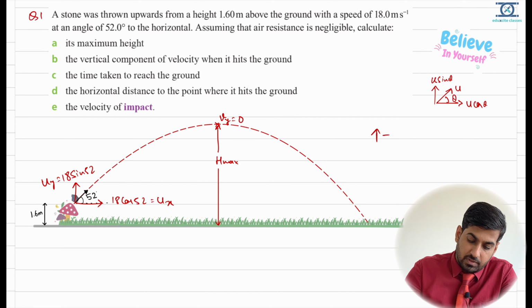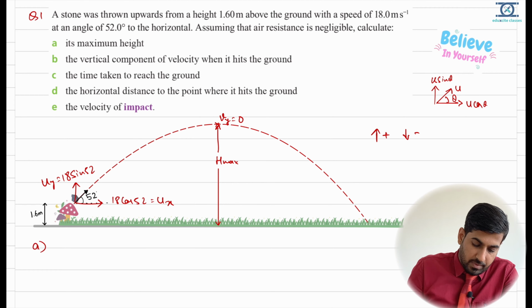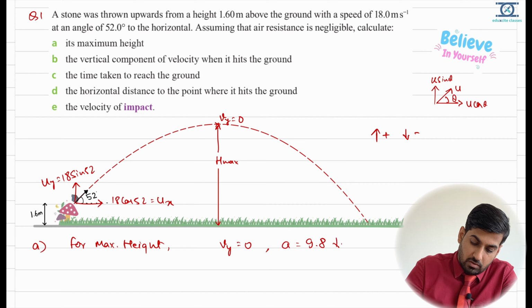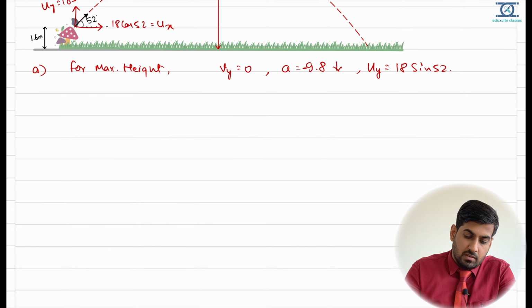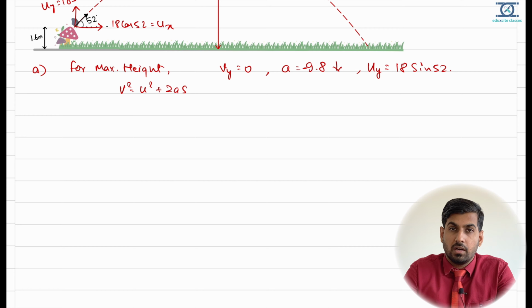Now here you have to specify the direction. I am taking the upward direction as positive, so the downward direction will be negative. For the A part, for maximum height, Vy, the velocity, will be 0. Acceleration is 9.8 in the downward direction, so it will be negative. We can use v squared equals u squared plus 2as. That is the only equation given in your data booklet.